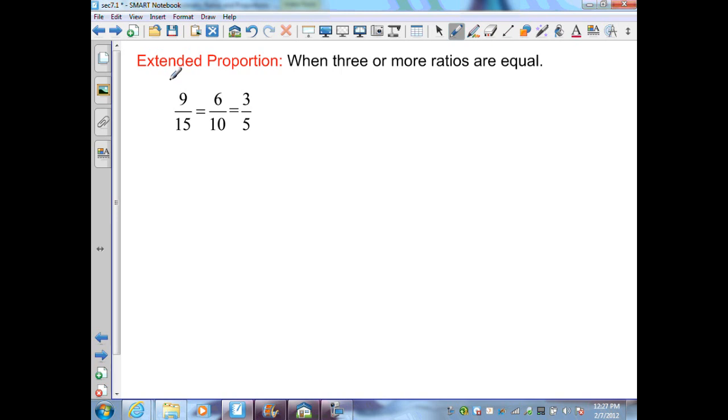An extended proportion is when 3 or more ratios are equal. Here I have 9 to 15, 6 to 10, and 3 to 5. And I can prove that they're equal just by simplifying. Divide by 3 on the top and bottom, I get 3/5. Divide by 2, top and bottom, I get 3/5. And my last ratio is 3/5. So here I have 3 ratios that are equal. This is an extended proportion.